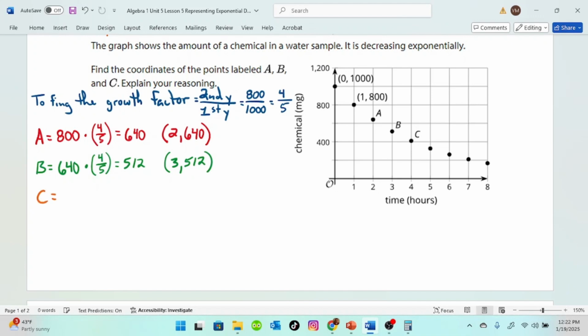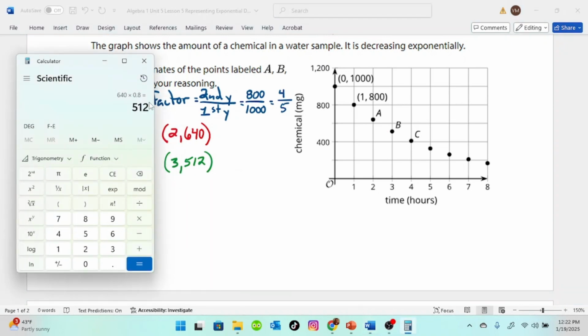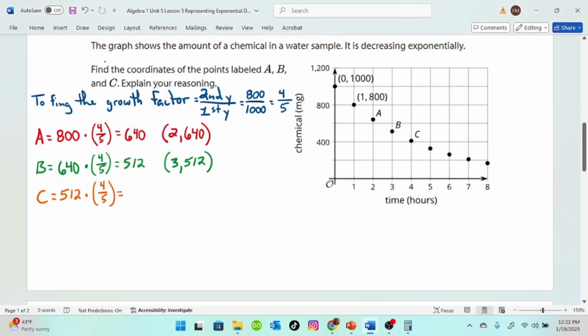And finally, if we want to calculate C, we're going to take that y value from point B, which was 512, and we're going to multiply that by 4 over 5. We'll go into the calculator. 512 times 4 over 5 is equal to 0.8. And our final result is 409.6. So the coordinate for the point, we can see that the x value is 4. And then we just calculated the y value to be 409.6.